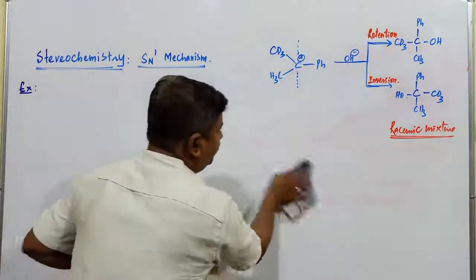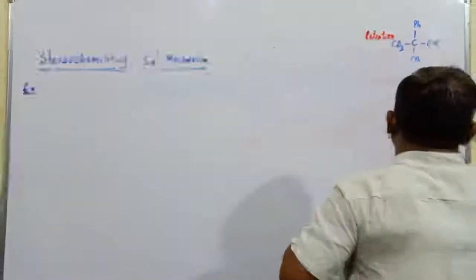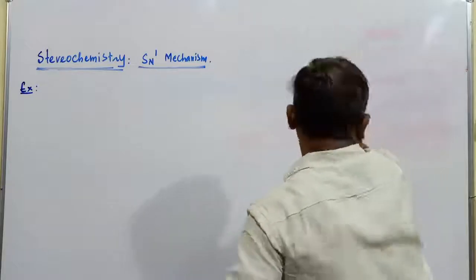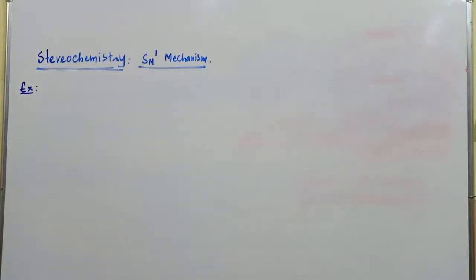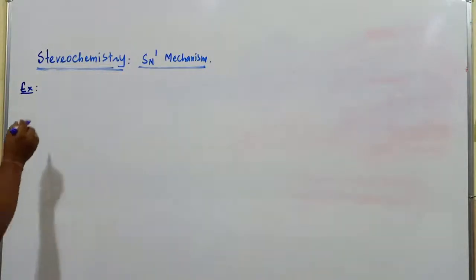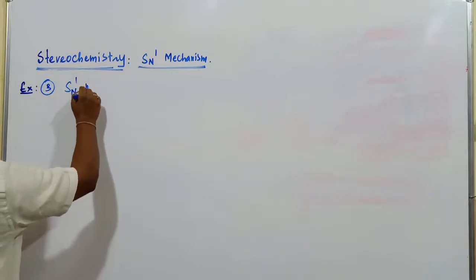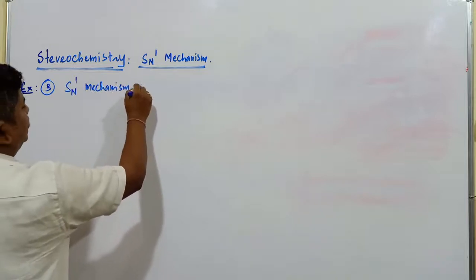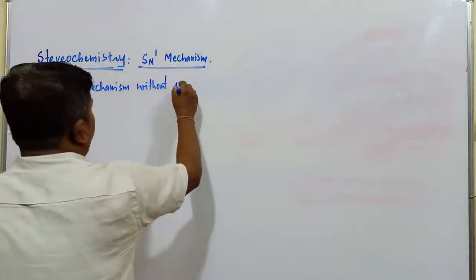One more example we have to discuss. After that, we'll finish this particular SN1 mechanism. Next example, example number 3. SN1 mechanism without racemic mixture.